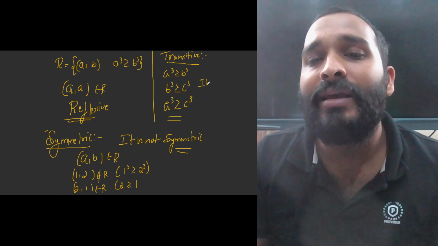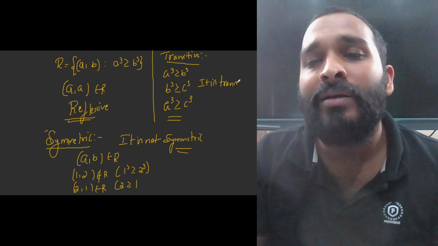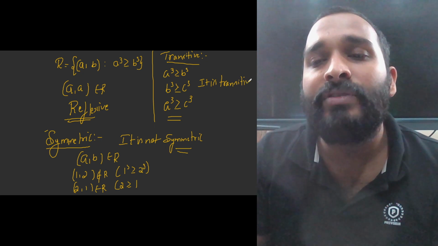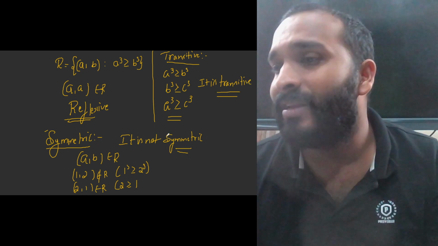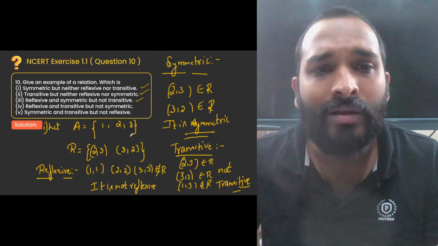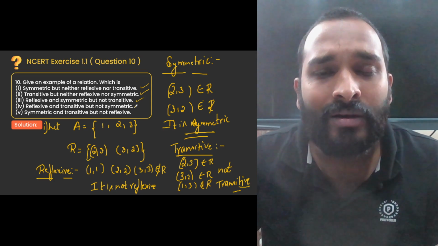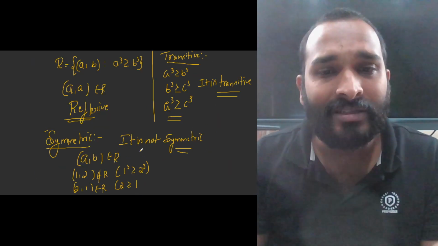It is transitive. So this is a typical example for a relation which is not symmetric but reflexive and transitive. I hope this is clear, children. It was easy and simple. So here we have solved the fourth sub question, where it is reflexive and transitive but not symmetric. I hope this is clear for all of you.